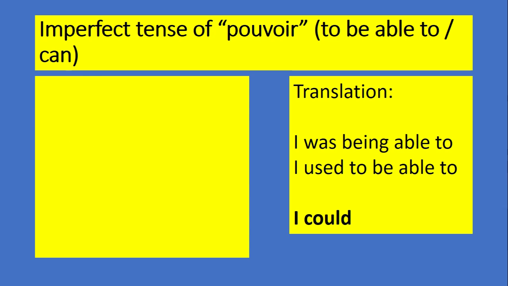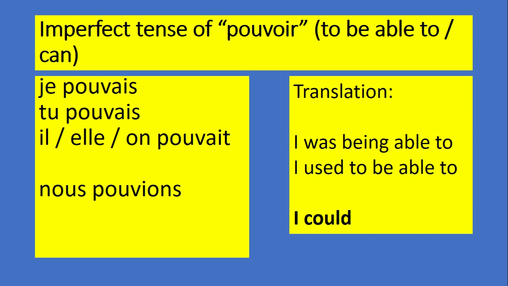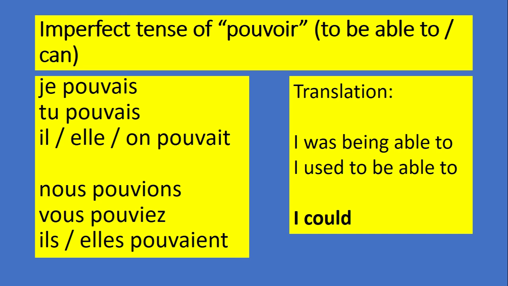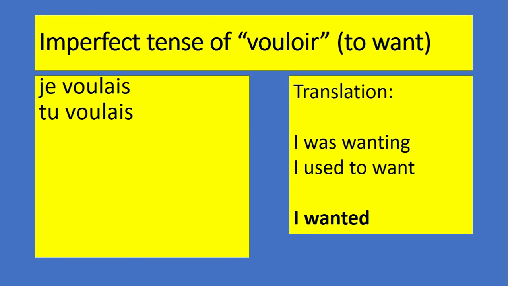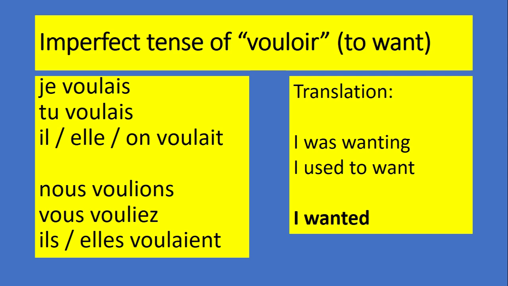Pouvoir, the verb to be able to, or can. Je pouvais, tu pouvais, il pouvait, nous pouvions, vous pouviez, ils pouvaient. Literally as I was being able to, or I used to be able to. Again, it sounds a bit clumsy in English, so it might be easy just to translate it as I could. And imperfect tense of vouloir, je voulais, tu voulais, il voulait, nous voulions, vous vouliez, ils voulaient. I was wanting, I used to want, but probably in many situations it might be easier and less clumsy to translate it as just I wanted.